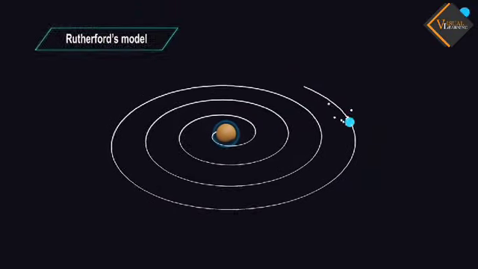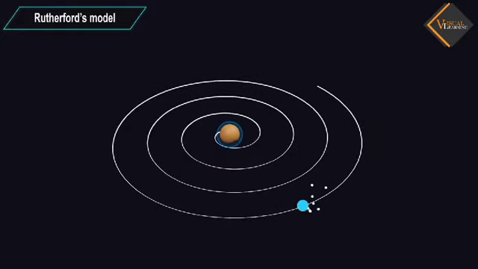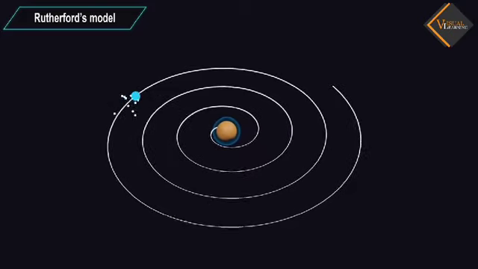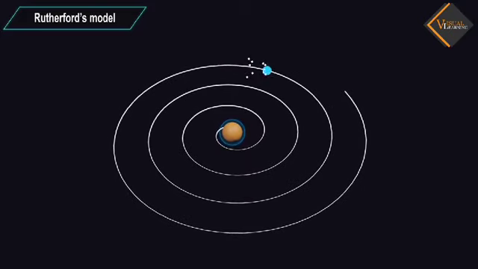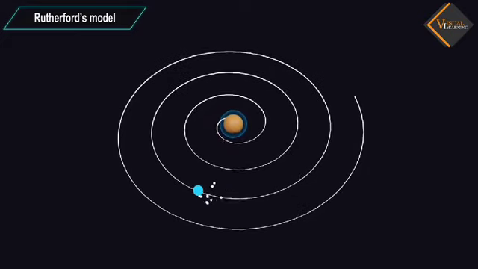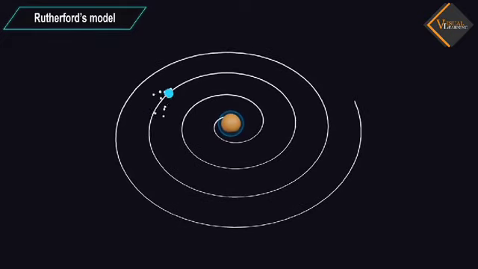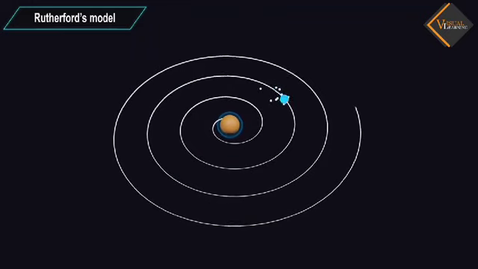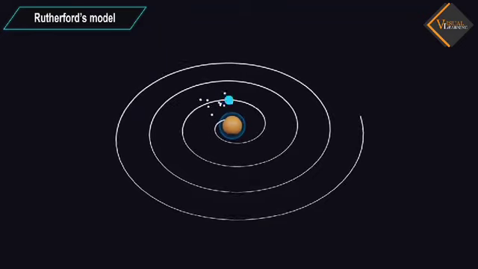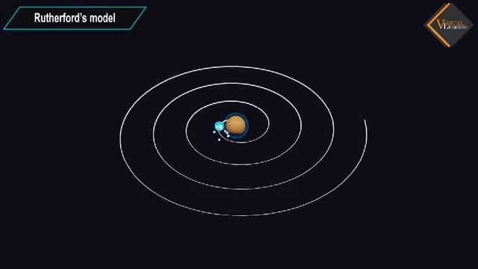The revolution of the electron in a circular orbit is not expected to be stable. Any particle in a circular orbit would undergo acceleration. During acceleration, charged particles would radiate energy. Thus, the revolving electron would lose energy and finally fall into the nucleus.